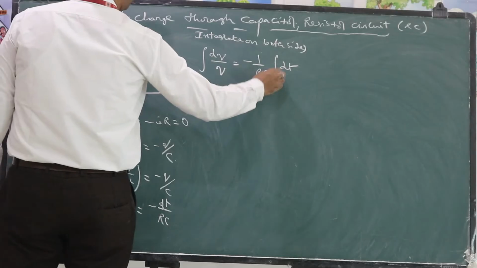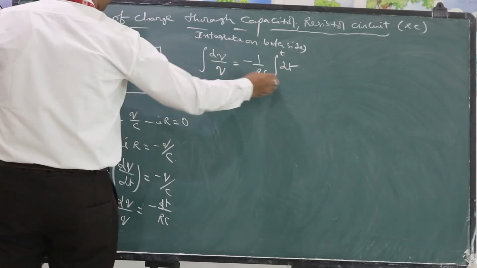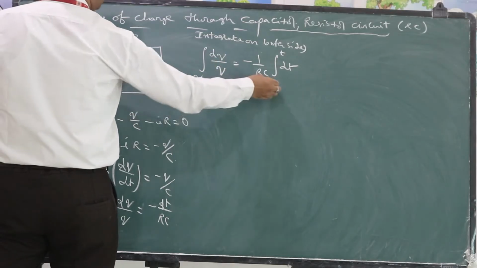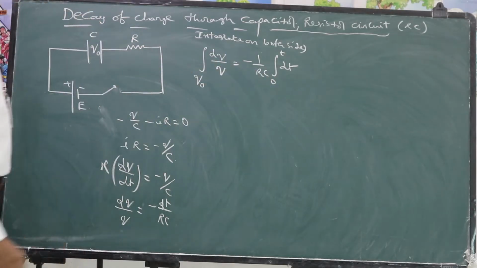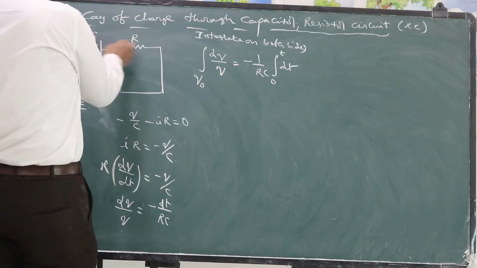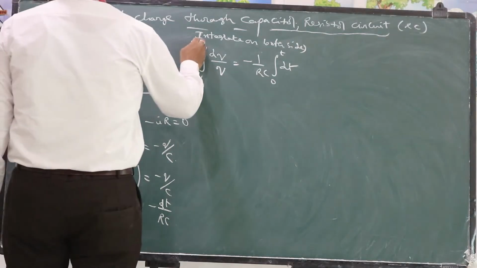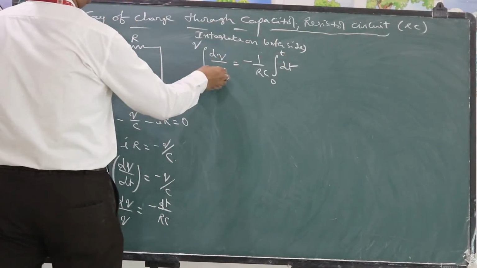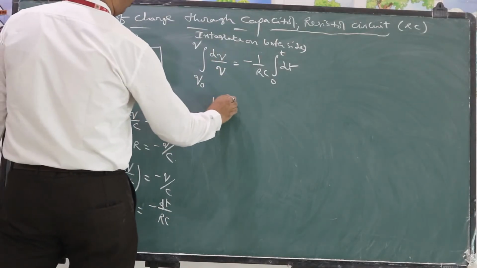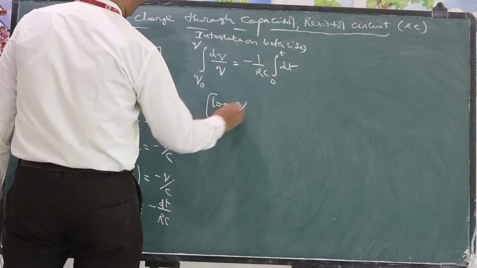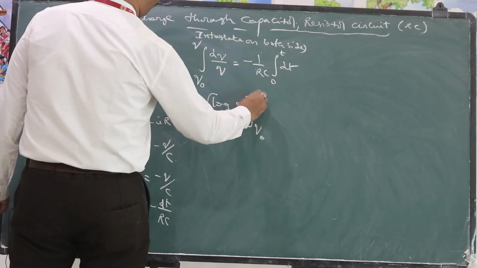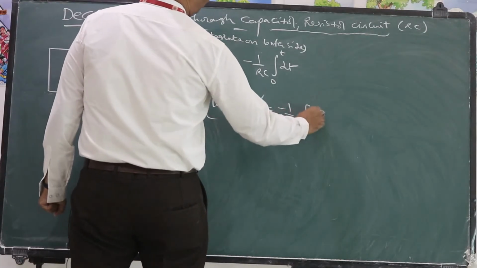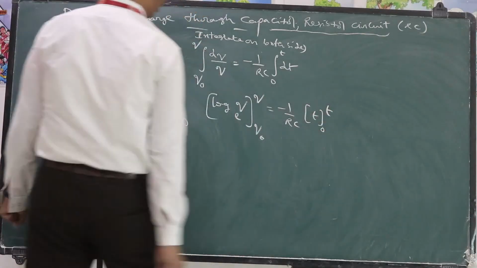Time varies from 0 to t. At time t equals 0, the capacitor is fully charged. Here charge is variable. Hence at time t equals 0, the charge available is Q0. After t time, some of the charge has decayed and the charge available is Q. So here the denominator's derivative is the numerator, Q's derivative is dQ. So it can be written as log Q to the base e, with limits from Q0 to Q, equal to minus 1 by RC, from 0 to t.